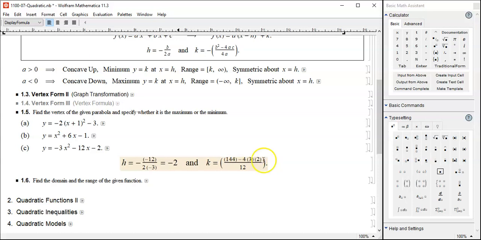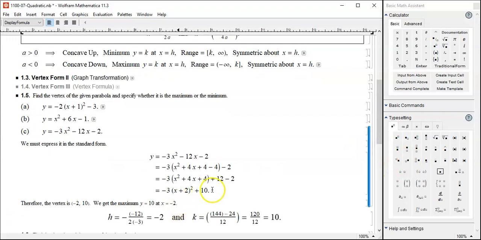we need just one negative. 3 times 2 is 6. 6 times 4, that's 24. So 144 minus 24, we're getting 120, and then divided by 12, that's 10, if my mental math is correct. Oh yeah, correct. Good.